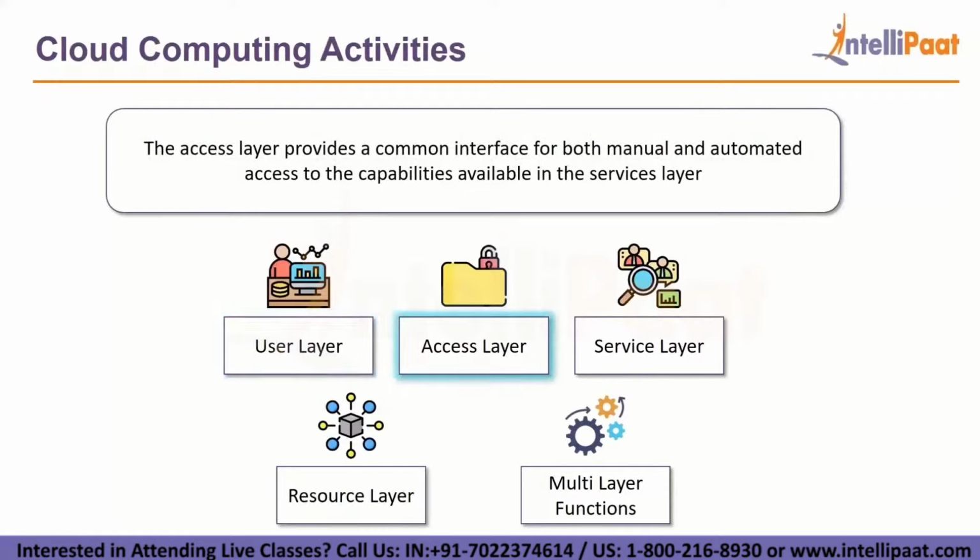Then comes the access layer. The access layer is actually one of the most important layers in the entire cloud computing activity stack. That's mainly because the access layer provides common interfaces for both manual and automated access to the capabilities available in the service layer. So certain users should be able to set the policies that tell the access layer how the entire system should function, what user should have access to what resources inside the service layer, and what services should be available to what user using the service layer. The access layer determines whether a user is authenticated and authorized to do a particular task or not. This is really an important task because in cloud, the access layer is very complicated.